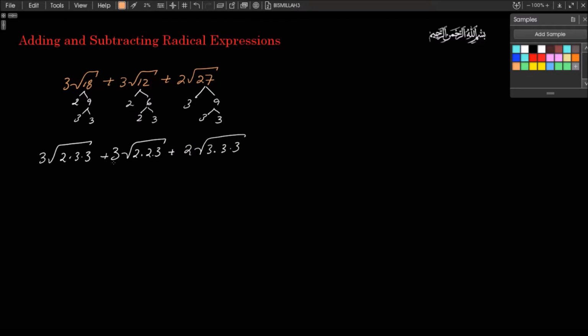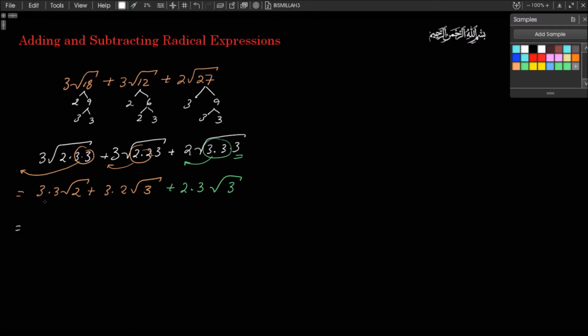Now here we make sandwiches, so to speak. You can simplify these. So this becomes 3 times 3 square root of 2. And here we have 3 times 2 square root of 3, because these two can come out. And finally over here, 2 times 3 square root of 3. This last third over here needs to remain inside.